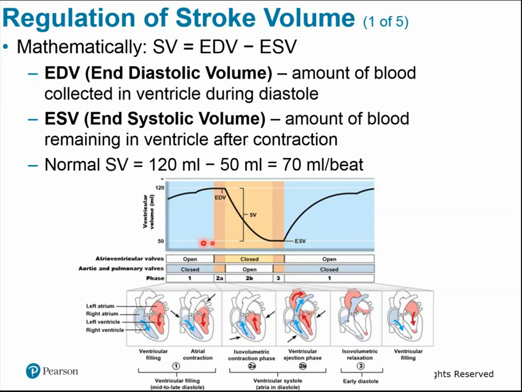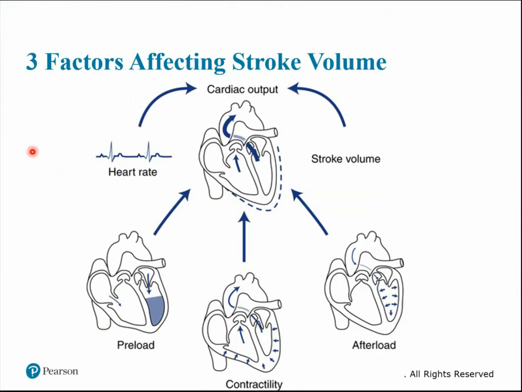So in this example, end diastolic volume is 120 mils, and end systolic volume is 50 mils. So we subtract 50 from 120. That means that 70 milliliters of blood is what actually left the heart during contraction. There are three factors that affect stroke volume that we'll look at, which in turn affect cardiac output. Stroke volume is going to be affected by what's called the preload, contractility, and the afterload.